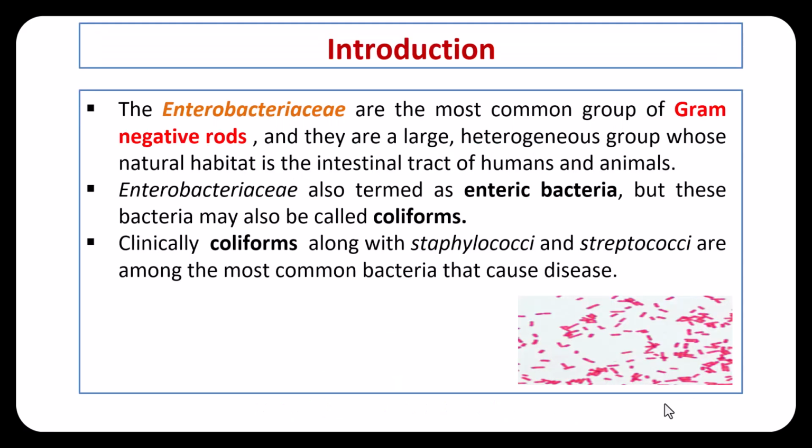The family Enterobacteriaceae are the most common gram-negative rod bacteria. They naturally inhabit the intestinal tract of humans and animals, therefore they are called enteric bacteria. They are also known as the coliform bacteria.